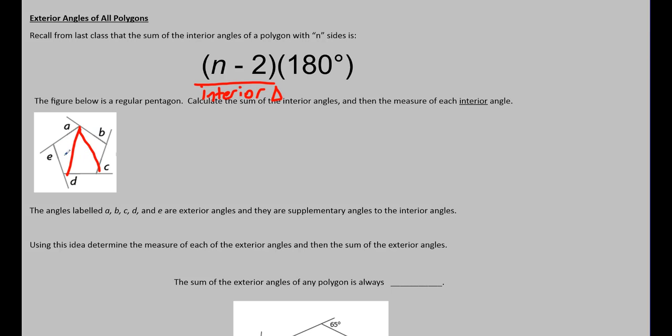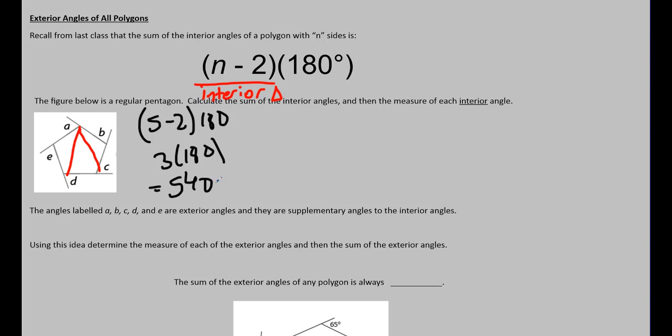So here there's 3 triangles, but there's 5 sides. So 5 minus 2 is 3. That's the interior number of triangles times 180, and that gets you the inside. So here in this pentagon, my n value is 5. So technically it's 5 minus 2 times 180, which is 3 times 180, which is equal to 540.